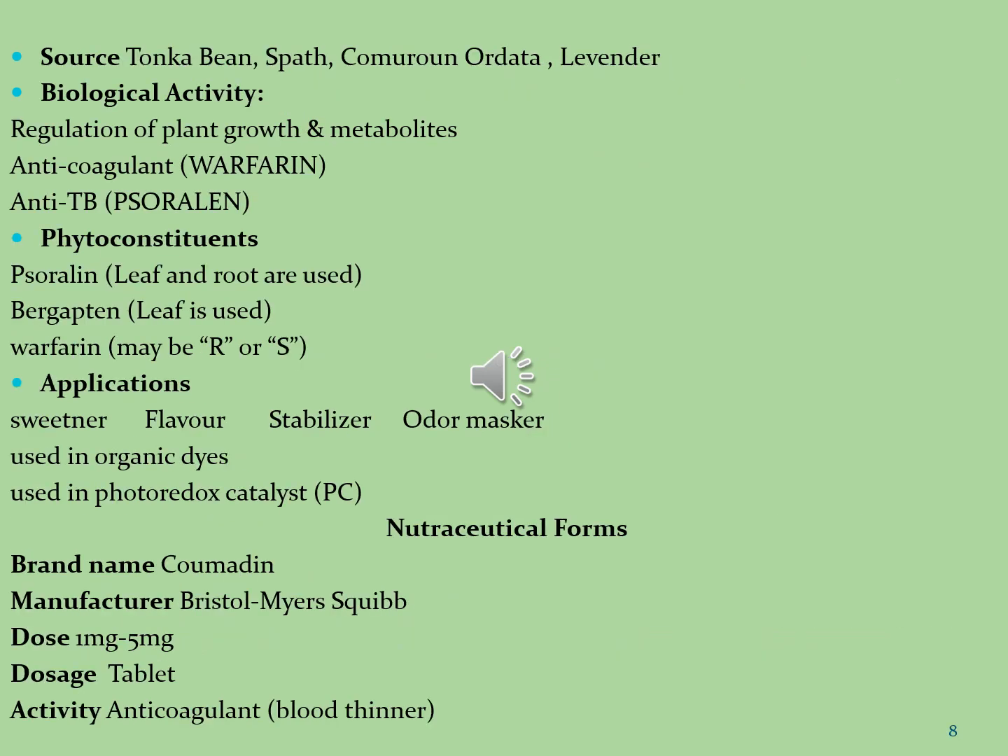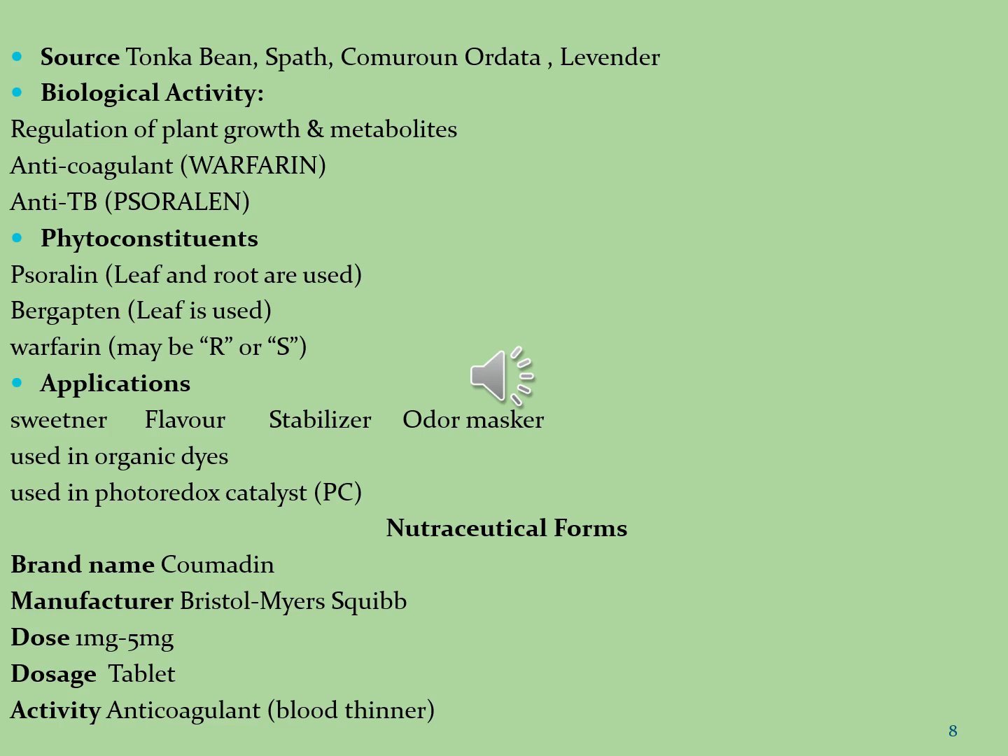These are some other sources from which coumarin molecules are isolated, and these sources are tonka bean, Dipteryx odorata, and lavender. Coumarin molecules also have biological activities. They are used for the regulation of plant growth and metabolites. They are also used as an anticoagulant, that is warfarin, and anti-TB, that is psoralen.